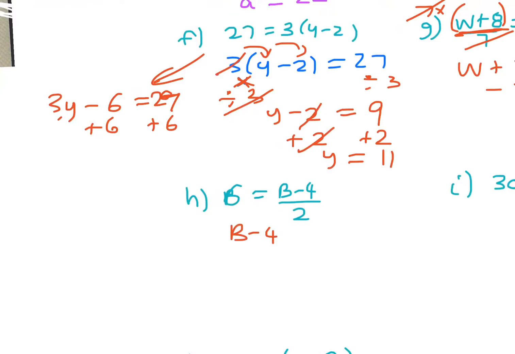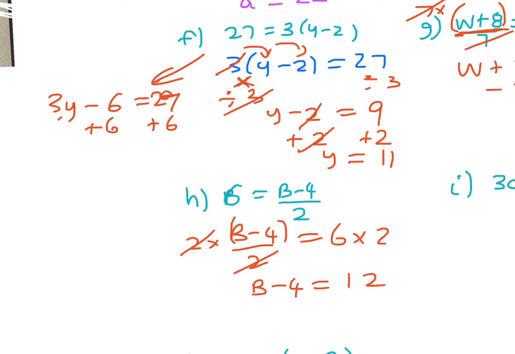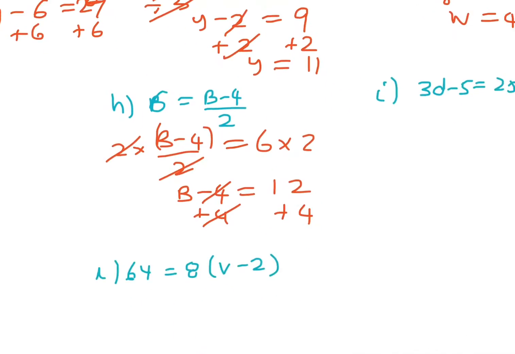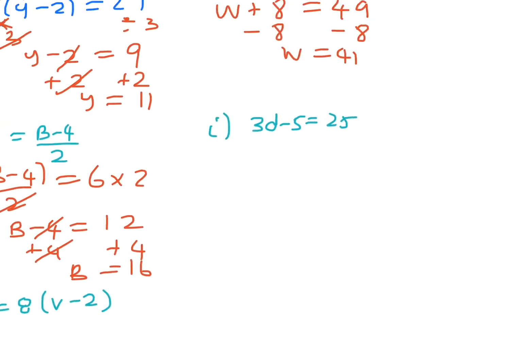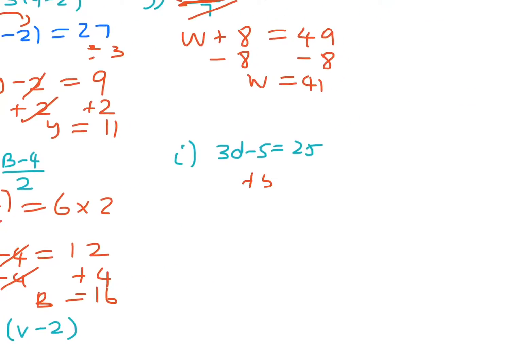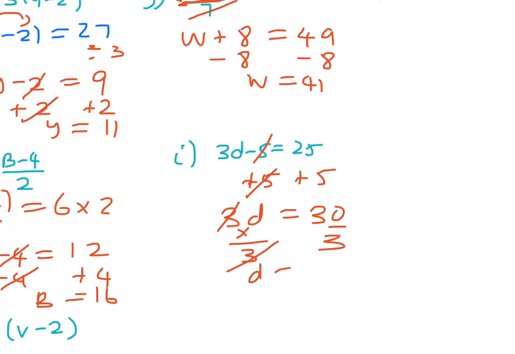Okay, b minus 4 on 2 equals 6. So then you go times 2, times 2. Cross it out. b minus 4 equals 6 times 2, which is 12. Plus 4, they cancel. So b equals 16. Okay, this one plus 5, because the opposite to minus 5 is plus 5. They cancel. 25 plus 5 is 30. Divide by 3, divide by 3.